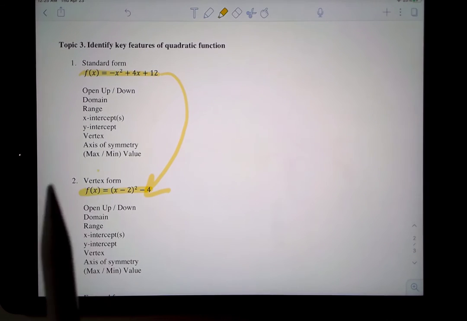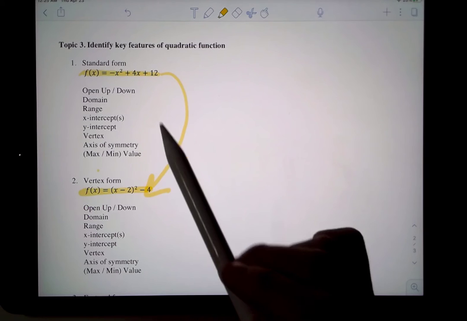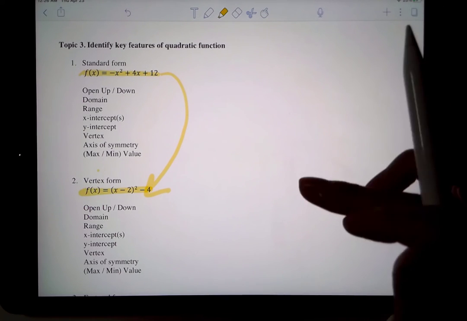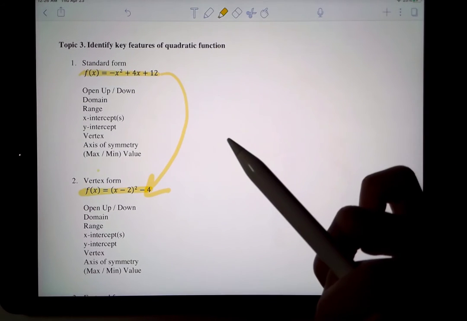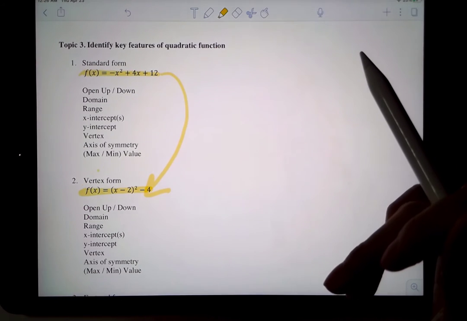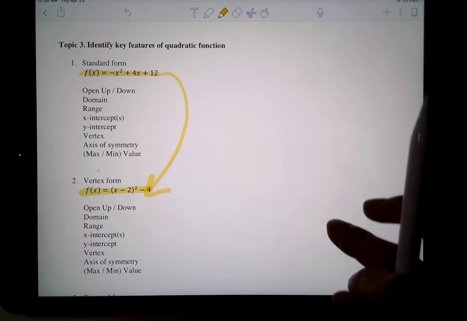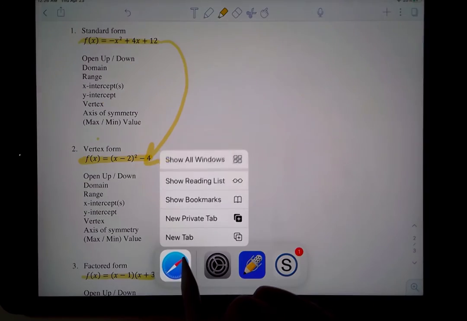But you know what? If you know the graph, it's much easier because you can see everything from the graph. So we will use a graphing calculator for this. Whatever form you get, doesn't matter. You don't have to convert it to the vertex form. You can just get your values. So I'm gonna go to Desmos.